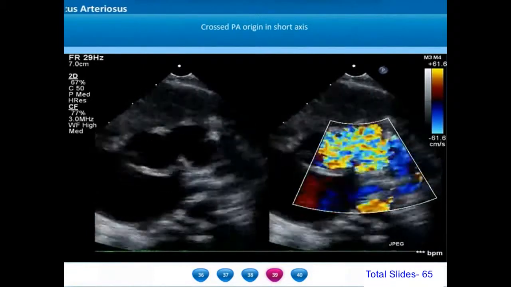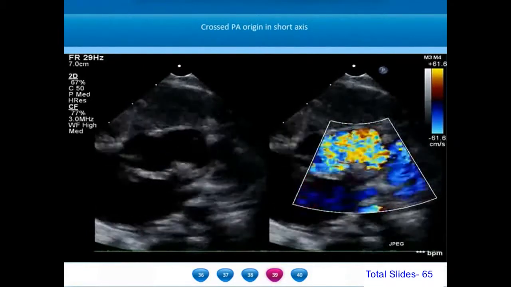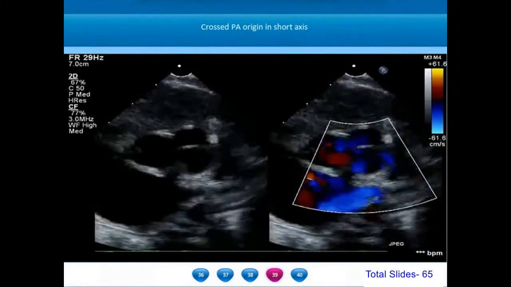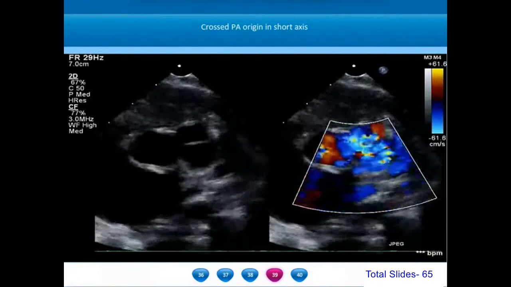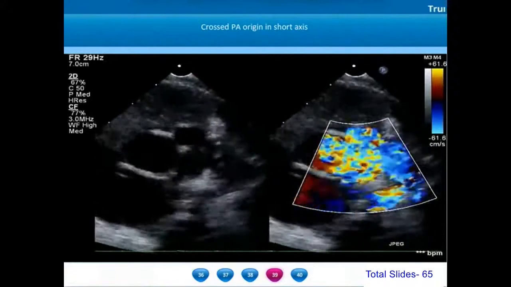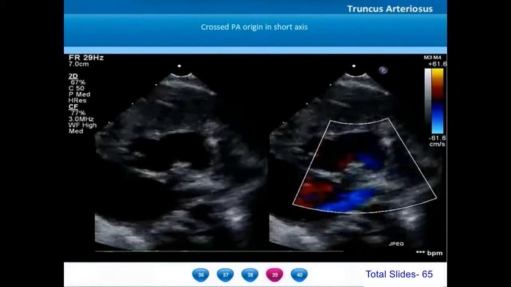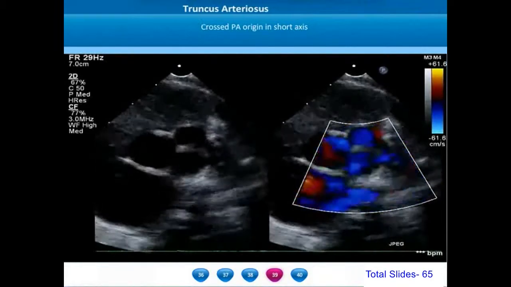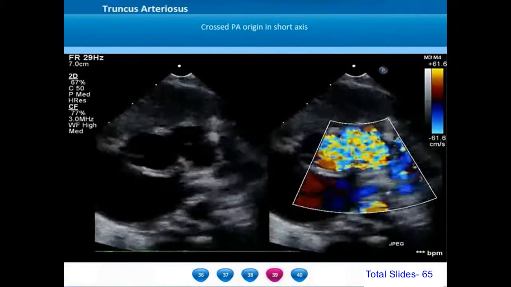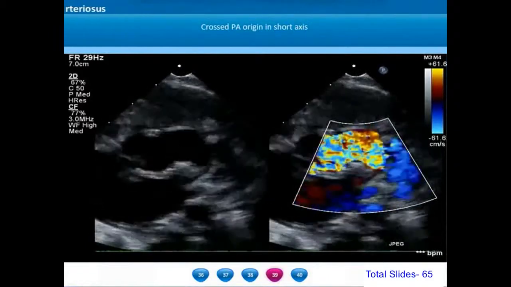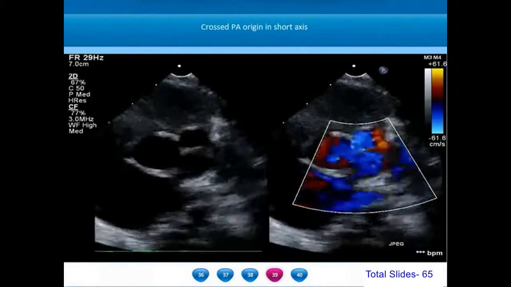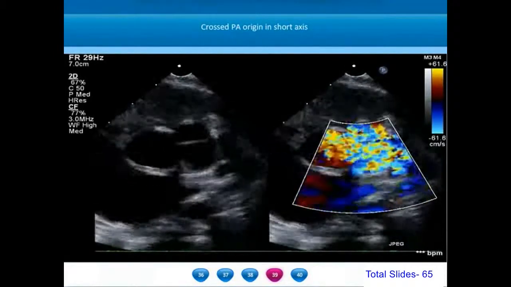The importance of identifying this crossed pulmonary artery origins in Truncus arteriosus is to avoid twisting of the pulmonary arteries during the conduit replacement. If the pulmonary arteries are twisted during the conduit anastomosis, that will result in a pulmonary artery bifurcation stenosis after the surgery, and they will end up in earlier conduit replacements.